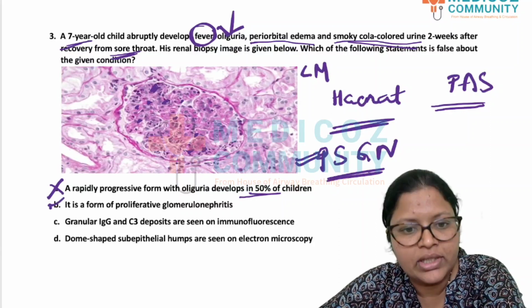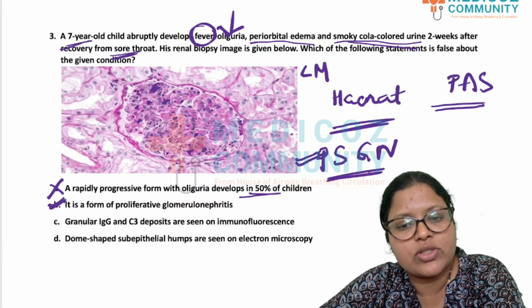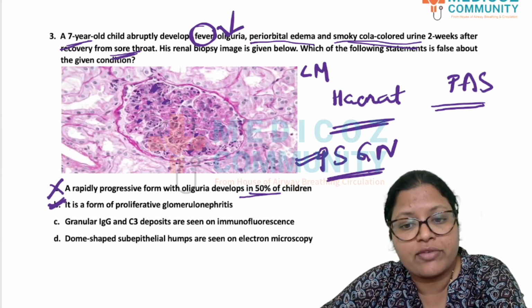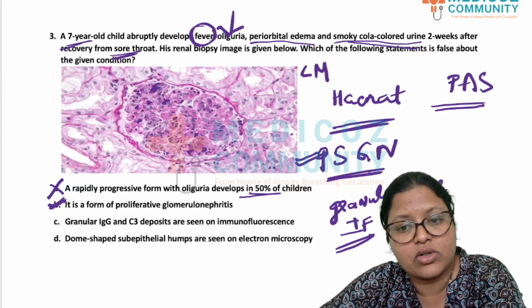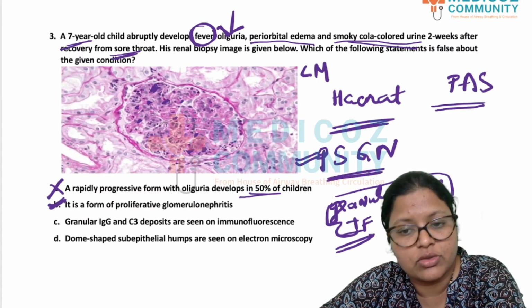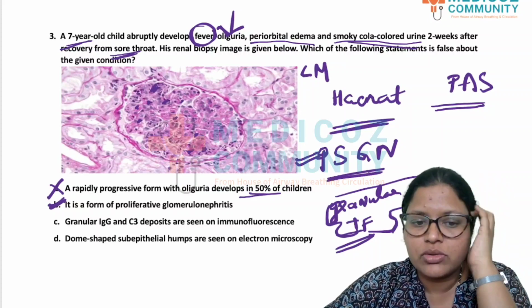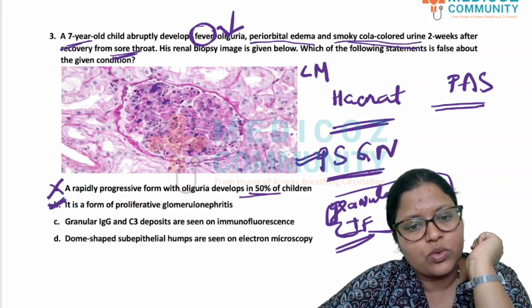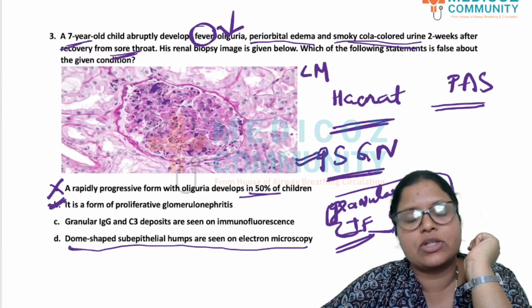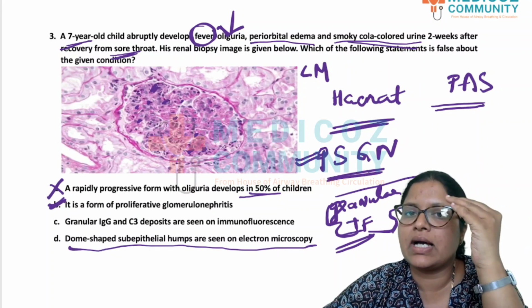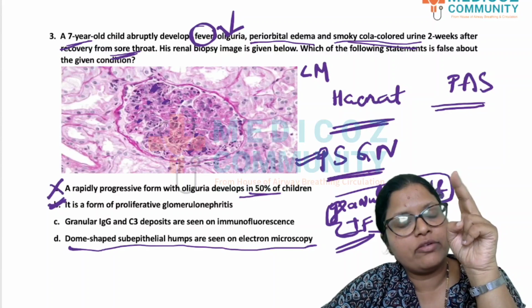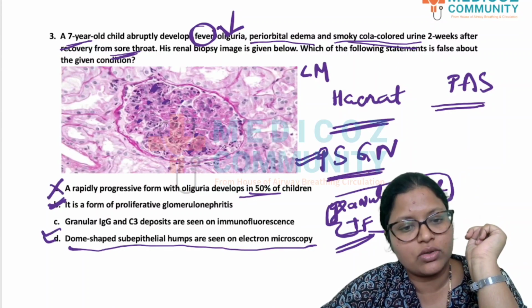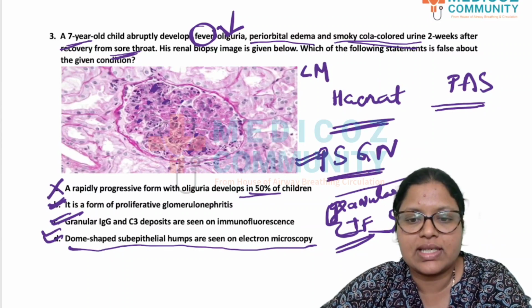Yes. Granular IgG and C3 deposits are seen on IF. This is also true. You have granular, diffuse immunoglobulin deposition. There is injury and there is deposition due to cross reaction of the antigens. Now, dome-shaped subepithelial humps are seen on electron microscopy. I already told you subepithelial humps on electron microscopy occur in two conditions, membranous nephropathy and PSGN, and this was PSGN. So all these are correct statements. So this was a case of PSGN.